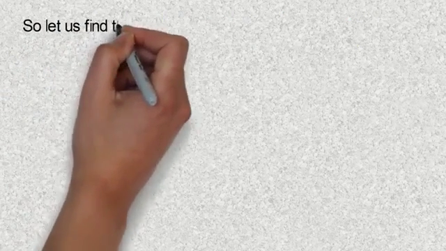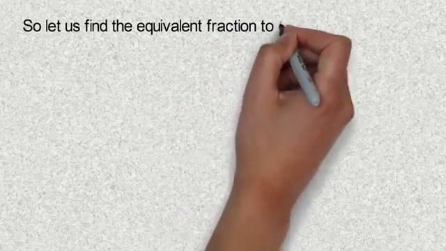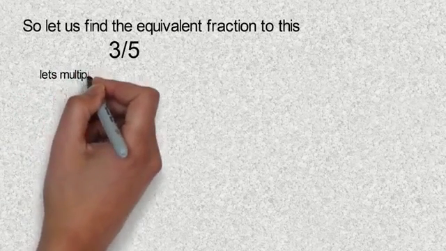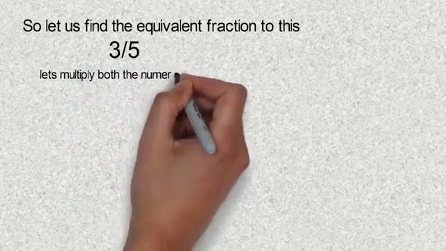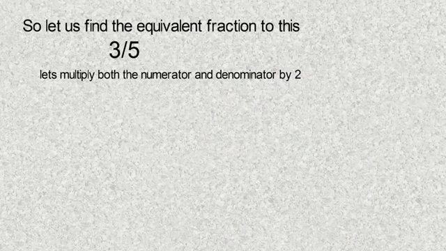So let us find the equivalent fraction to this. I have 2 over 5. How do we get the equivalent fraction to this? Can you make a guess? Try. I'm waiting for you. Okay, in order not to waste much time, let's do it together. So let's multiply both the numerator and the denominator by 2. So I have 3 all over 5.